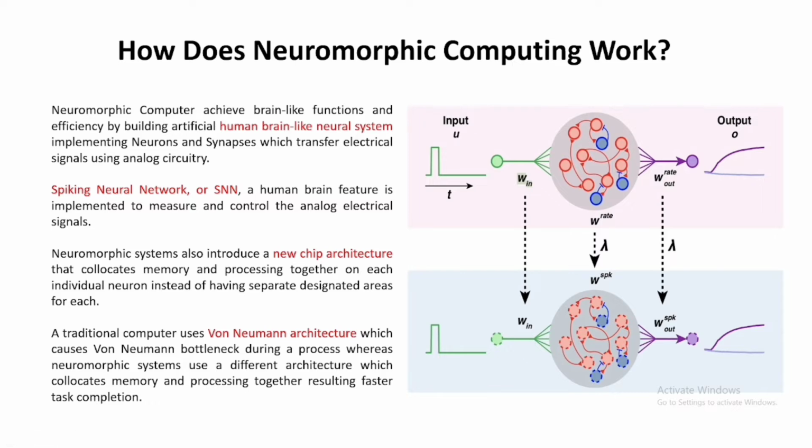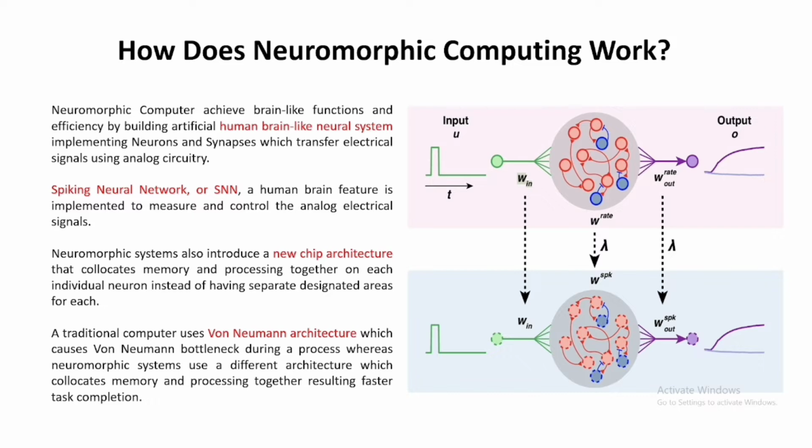Hello, I'm Zubair Mahmood and I'll be discussing how neuromorphic computing works. Neuromorphic computing achieves brain-like functions and efficiency by building artificial, human brain-like neural systems, which implement neurons and synapses that transfer electrical signals using analog circuitry. We all know the goal of neuromorphic computing is to achieve human brain-like functions. The human brain can think fast, can work fast. This is the same goal of neuromorphic computing. As a result, the processes which take place within neuromorphic computing are like the human brain.